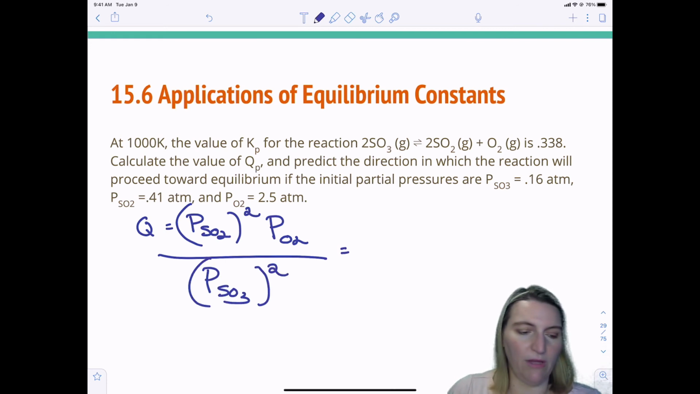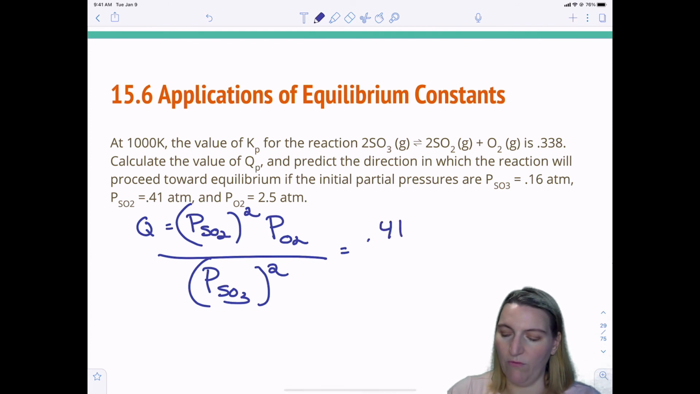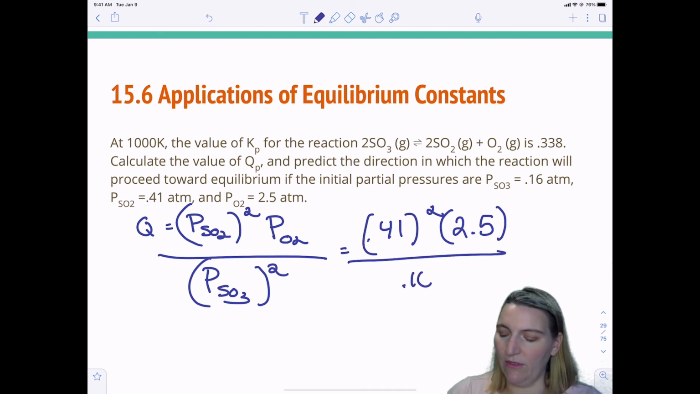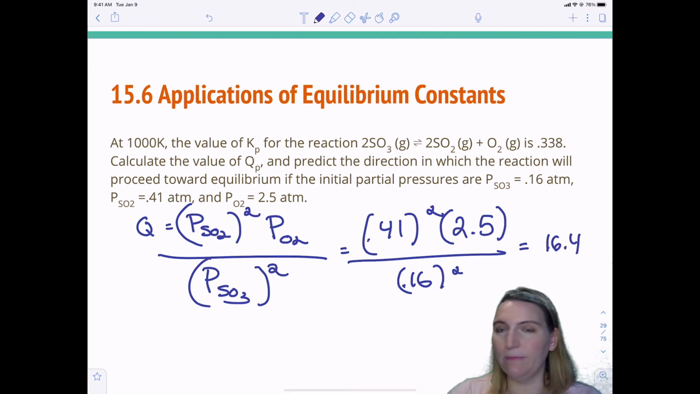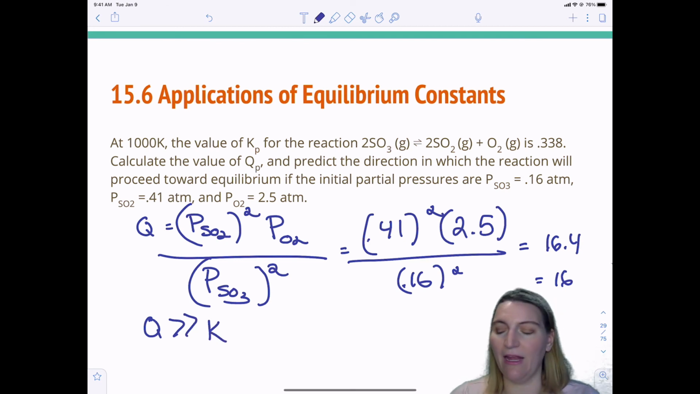Now we can just start plugging in our numbers. 0.41 squared times 2.5 over 0.16 squared. And that gives us 16.4. So that's Q, might be just 16 with 2 significant figures. Now, what does that mean? This is the situation where Q is a lot bigger than K. This number will need to decrease in order to reach K.